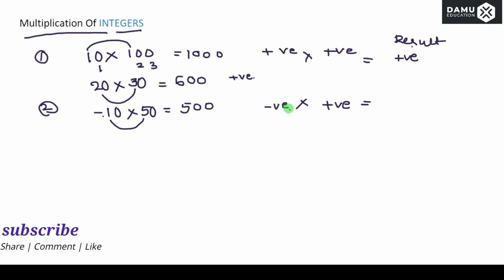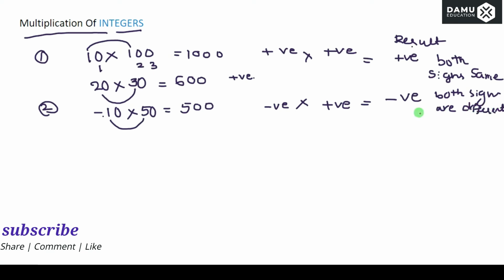Minus into plus will always be negative. So in multiplication, if both signs are the same, then it is positive. So here both signs are different. Then here we'll see what the resultant is for this: minus 500.